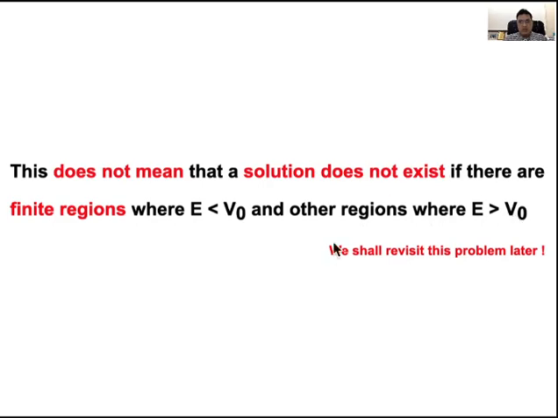We will revisit this kind of problem in coming classes, where we will see a region in which energy is smaller than V naught and another region where energy is greater than V naught, and then we will see that solutions exist which are acceptable solutions of the Schrodinger equation.